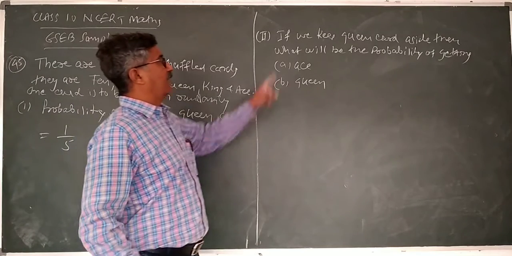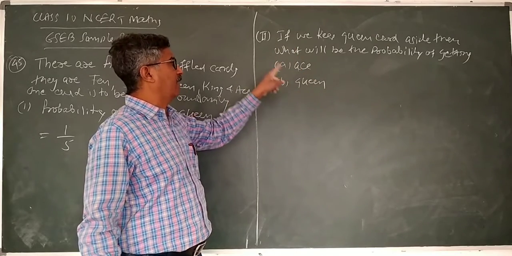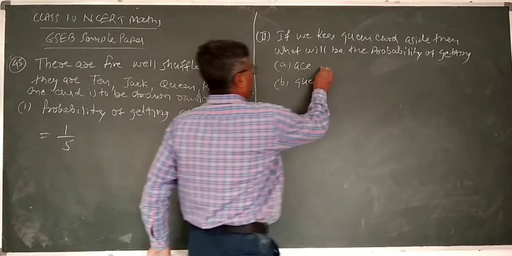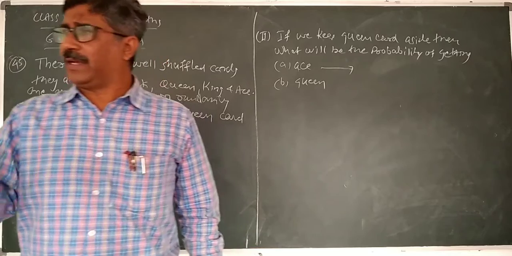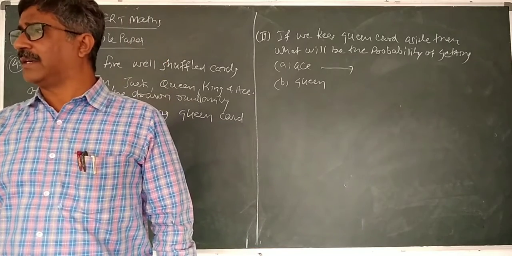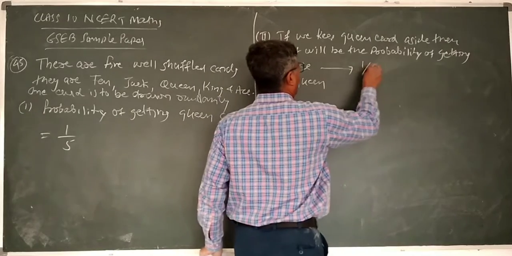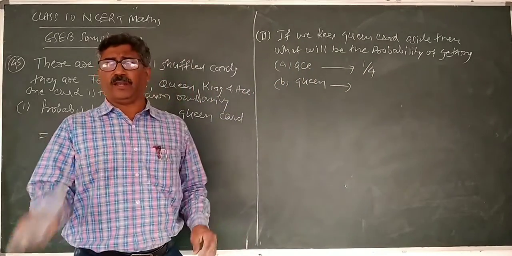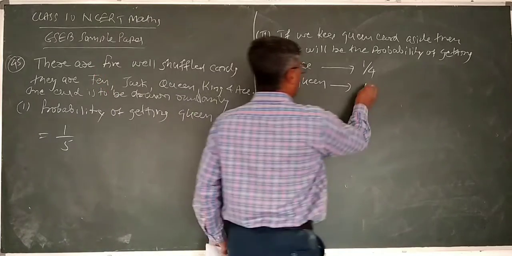Now second, if we keep the Queen card aside, then what will be the probability of getting a Queen? If you keep the Queen aside, then there will be 4 cards, and out of 4, only one ace. So the probability of getting an ace will be 1 by 4. Now, if you keep the Queen aside, then the probability of getting a Queen will be 0.